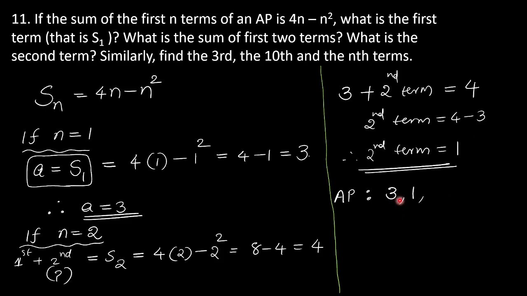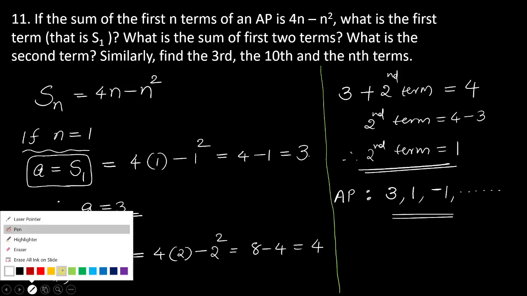Minus 2 is the common difference. Adding minus 2 gets the next term. 1 plus minus 2 you will get next term. So I get the AP. If you get first term and second term, immediately you will get common difference. So common difference is minus 2. Look at that progression. You can easily answer the remaining questions.